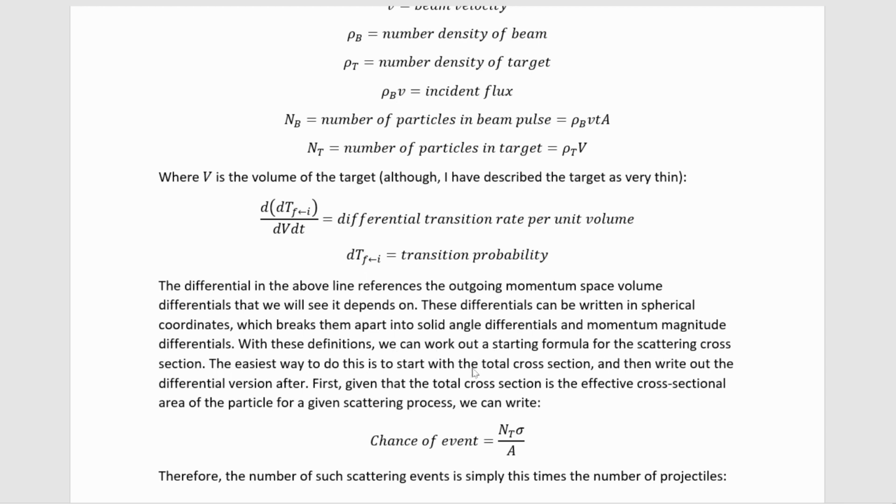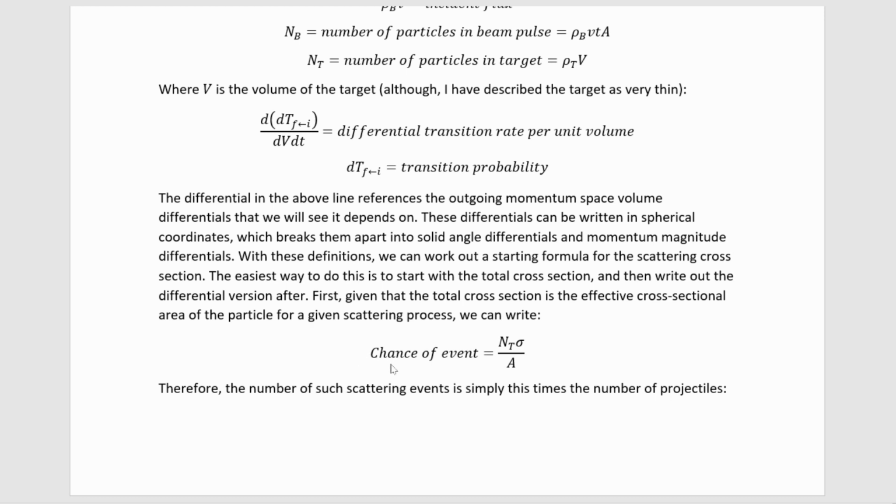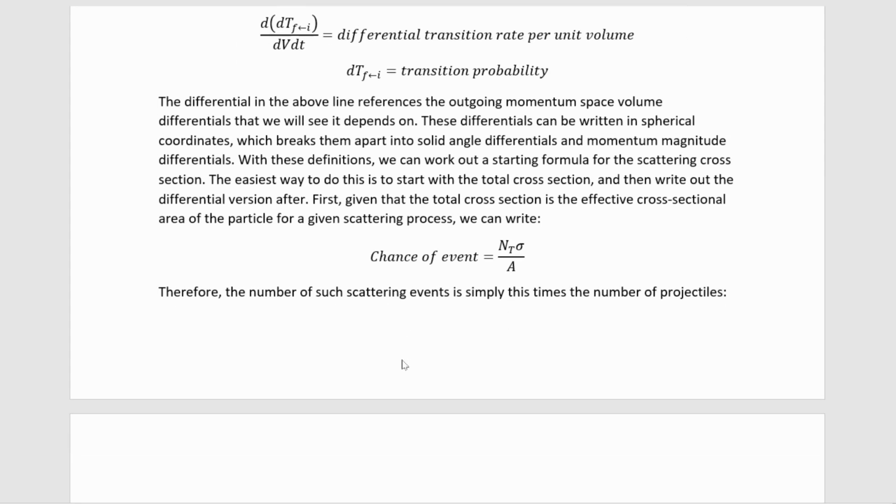The easiest way to do this is to start with the total cross-section and then write out the differential version afterwards. First, given that the total cross-section is the effective cross-sectional area of the particle for a given scattering process, we can write this. The chance of a scattering event is the number of particles in the target times the area of those particles over the area of the target.